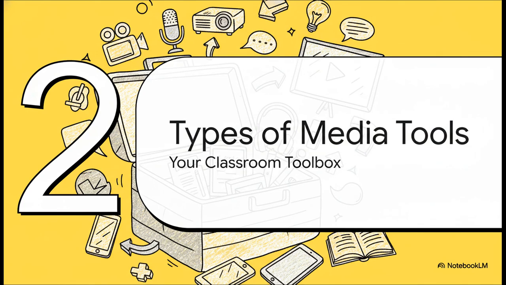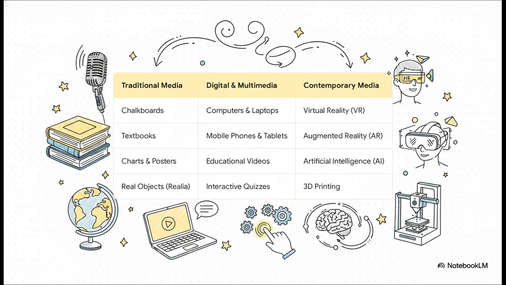Okay, so now that we've got a handle on what media is, let's try to organize all these different options. Kind of like creating a toolbox for your classroom, right? You've got different tools for different jobs. We can really group these tools into three big buckets. First, you've got your traditional media. Chalkboards, textbooks. These are the absolute backbone of so many classrooms, and you know what? They're still incredibly powerful. Then you have digital and multimedia, which just opens up a whole world of interactivity with things like videos and quizzes. And finally, you have what we're calling contemporary media, like VR and AI. This is the really cutting-edge stuff that's showing us what the future of learning could look like.